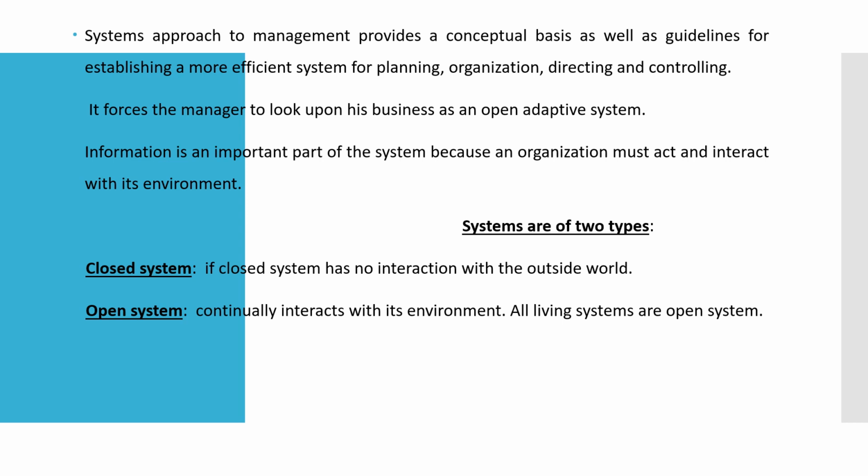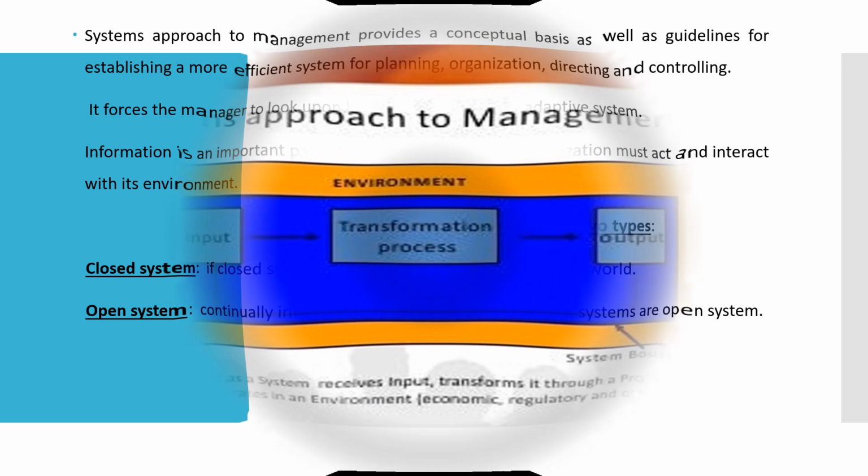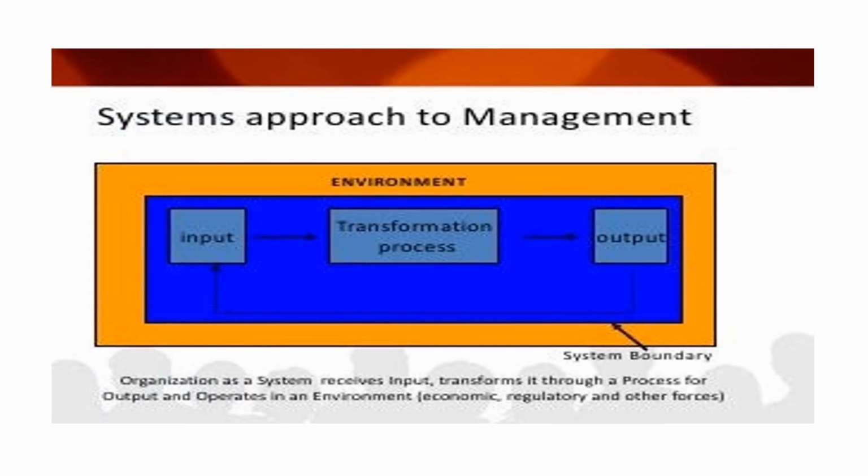Basically, systems are of two types: closed and open. A closed system is one where no interaction with the outside world is made, and an open system is one where you are continually interacting with the environment. All living systems are open systems. Now, this is what we have discussed, that an organization as a system receives input, transforms it through a process into output, and operates in an environment which considers the economic, regulatory, and other forces in the organization.